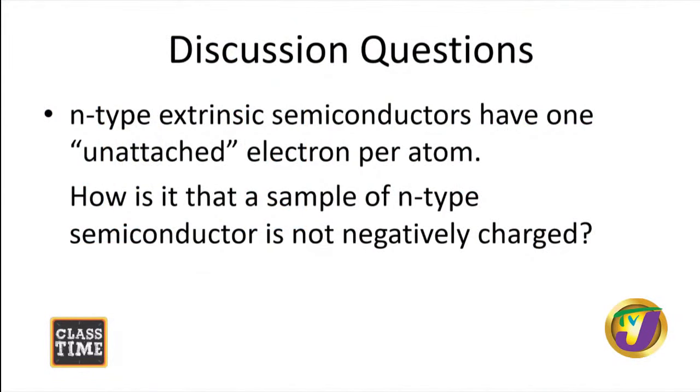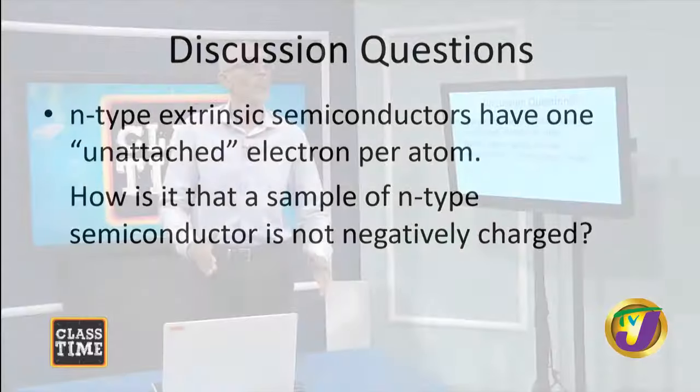N-type extrinsic semiconductors have one unattached electron per atom. So the question is, how is it that a sample of N-type semiconductor is not negatively charged? We saw that four of the phosphorus electrons will form covalent bonds with four of the surrounding silicon valence electrons, and there is one electron free. So that means that there's one electron free. And so how come it is that if you take a sample of N-type semiconductor material, it is not negatively charged? We saw that there is one.